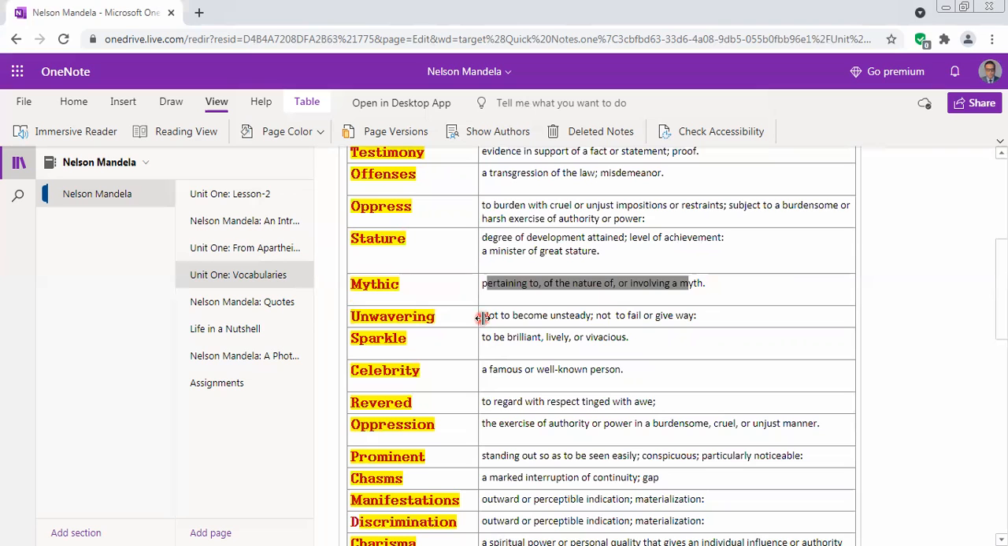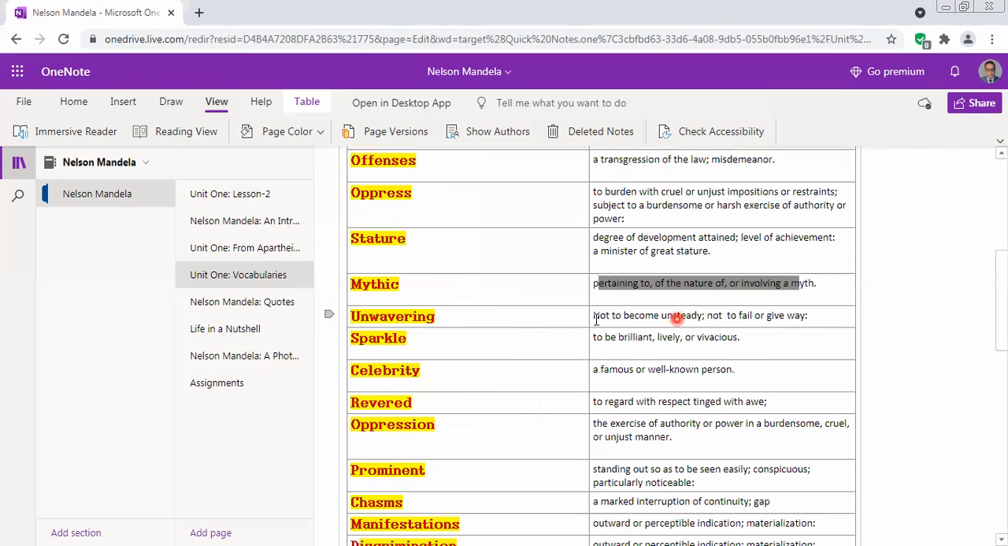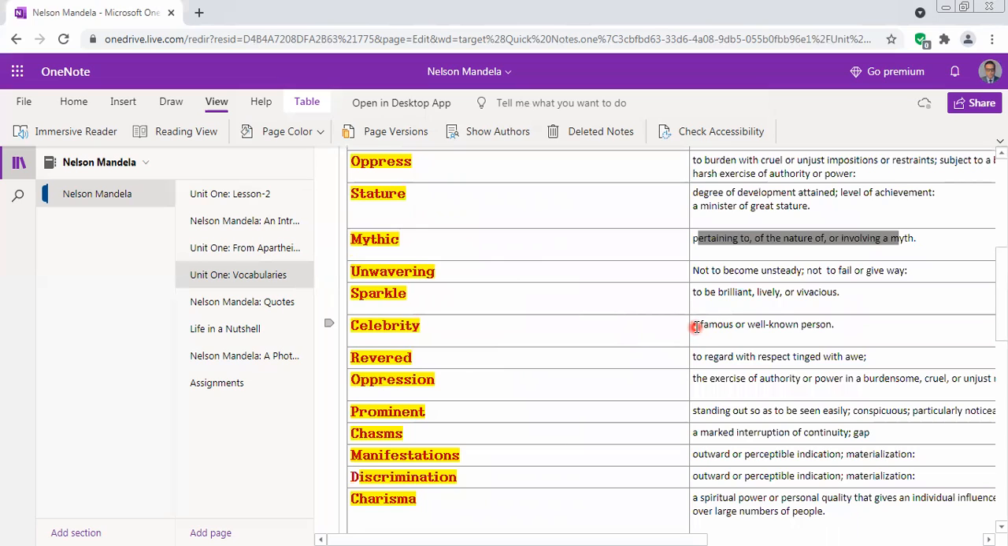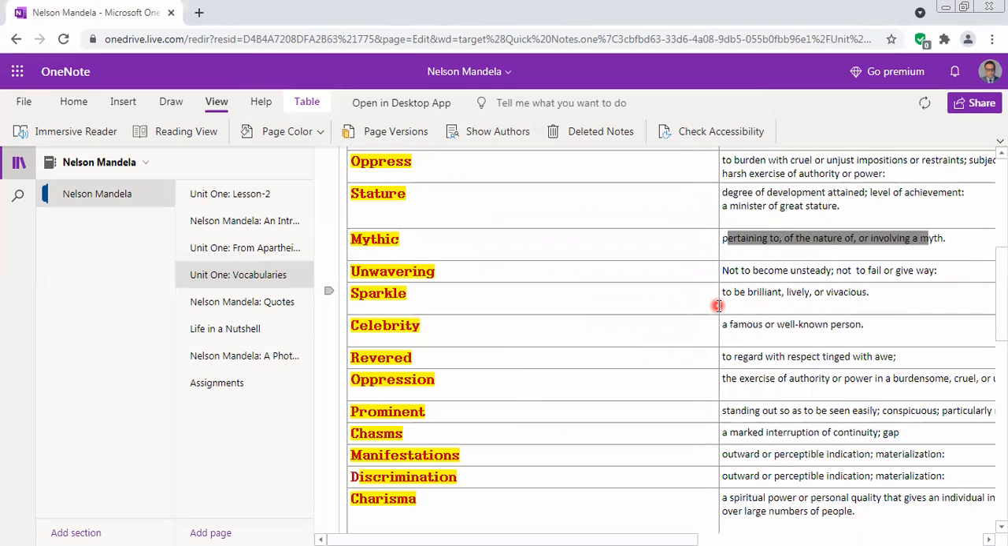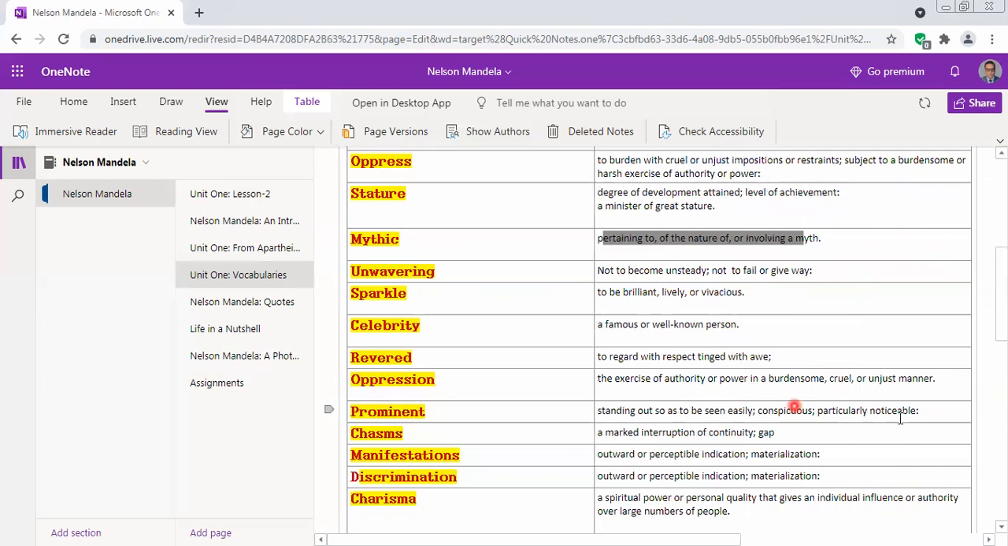Unwavering. Not to become unsteady, not to fail or give way. Sparkle. To be brilliant, lively, or vivacious. Celebrity. A famous or well-known person. Revered. To regard with respect tinged with awe. Oppression. The exercise of authority or power in a burdensome, cruel, or unjust manner. Prominent. Standing out so as to be seen easily, conspicuous, particularly noticeable.